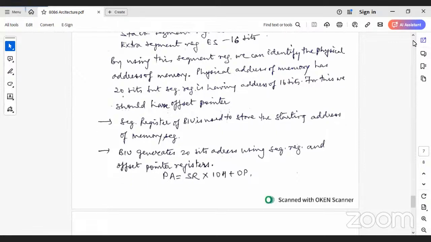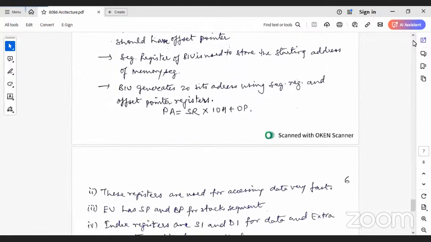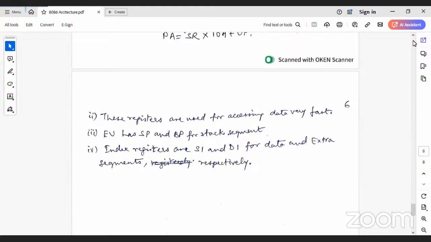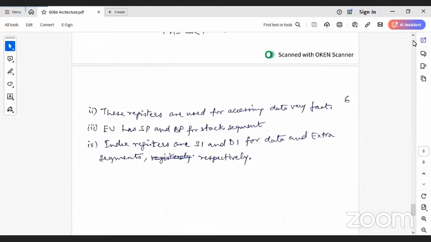You have to write 2-3 points about that block. So PA, the physical address, is the segment register address. There are different segments, so naturally the segment register address will also be different. That is multiplied by 10, and to that the offset pointer address is added. These registers are used for accessing data very fast.